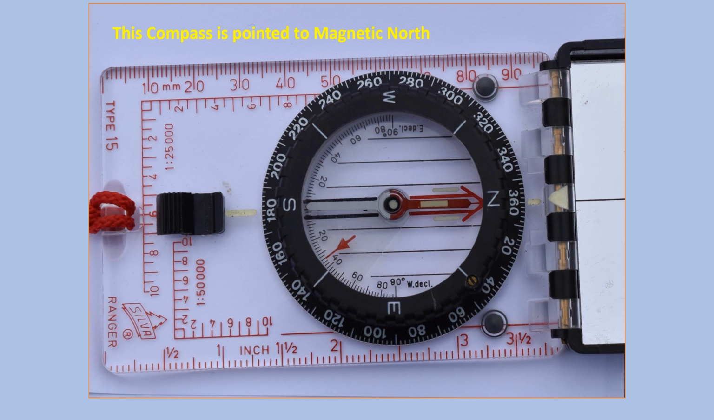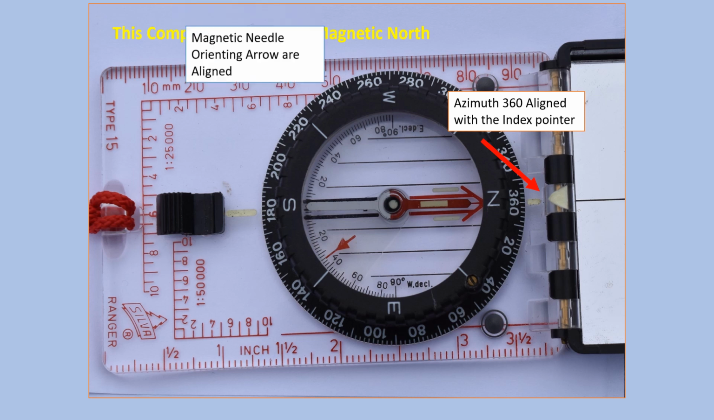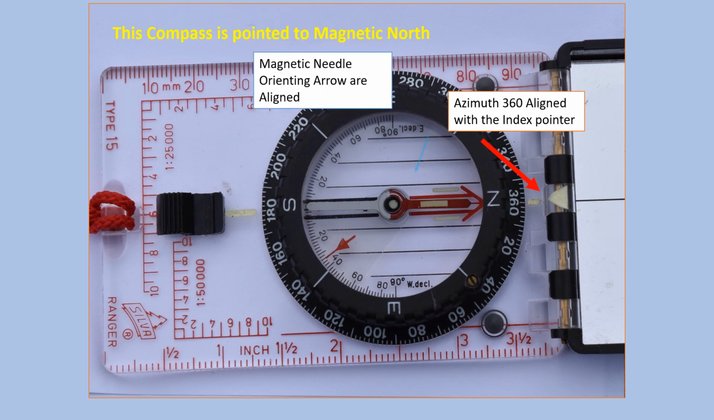This compass is pointed to magnetic north. An azimuth of 360 is aligned with the index pointer. The magnetic needle and orienting arrow are aligned and parallel with the meridian lines.